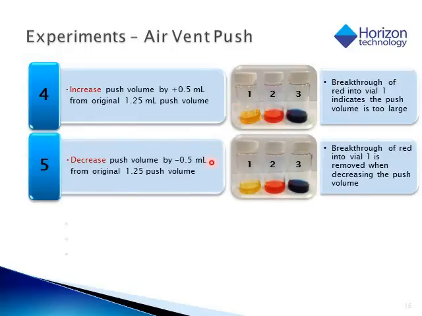I then went ahead and decreased the push volume by a half of a milliliter from the original 1.25, and the breakthrough of red into vial 1 is removed. We have a nice solid color of yellow, and when this was repeated a multiple series of times, the consistency was there to elute the yellow.